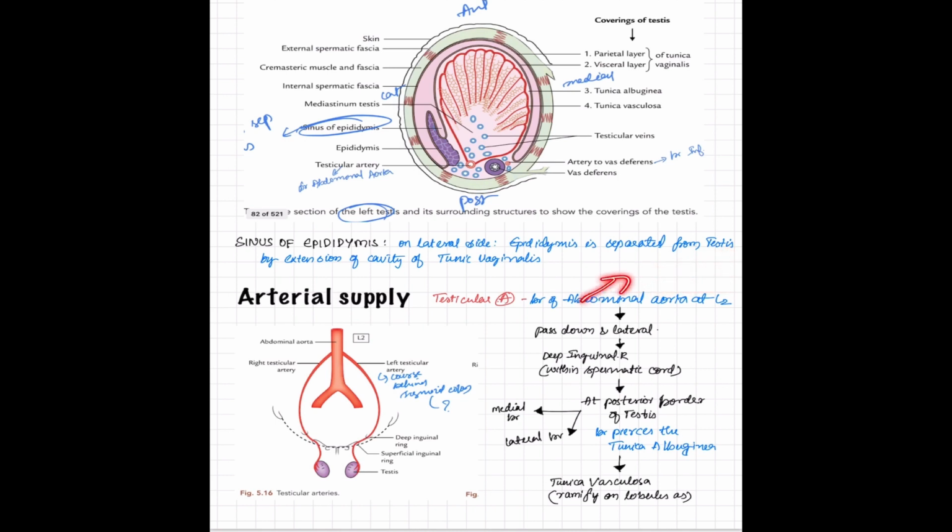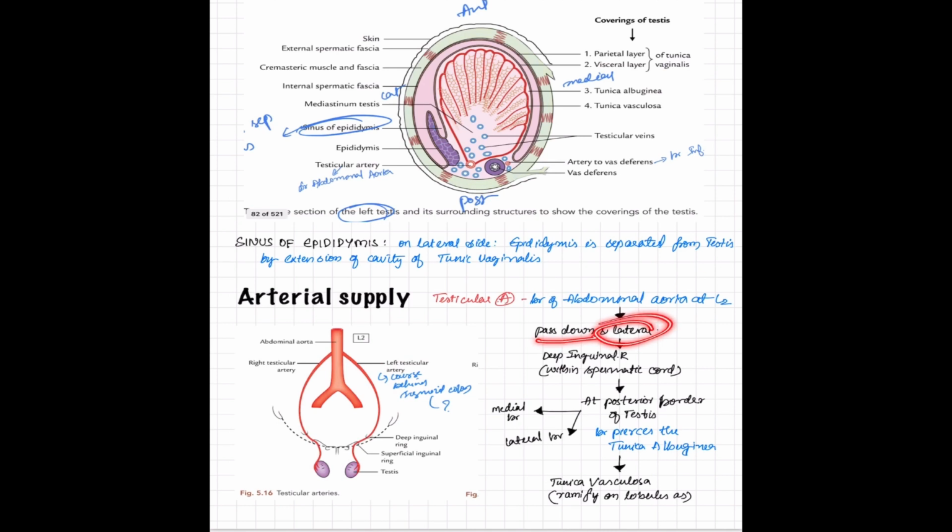You need to raise your question very quickly. Then the answer will be that it arises at L2. Then at the level of L2 in the abdominal class I will explain all these relations, how we need to learn. So now let us just remember that it is at L2. It passes down from L2. It passes down and laterally.